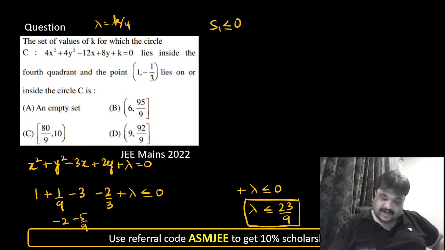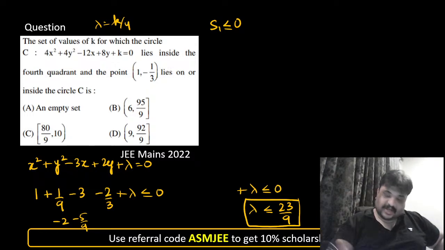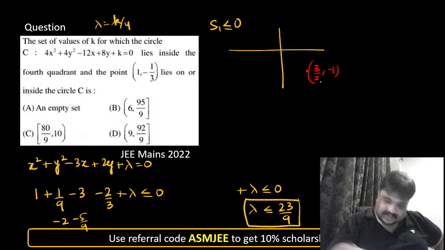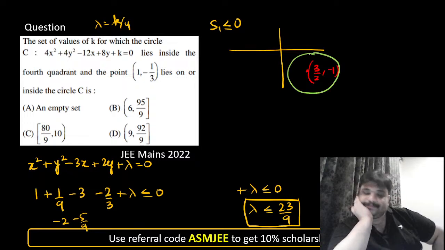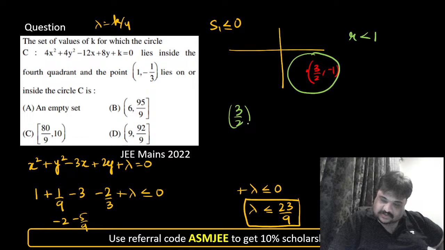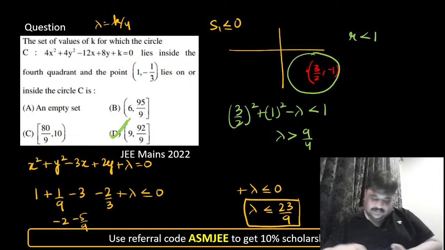This is k by 4. Also, they should lie completely inside the fourth quadrant. The center is (3 by 2, -1). And it should lie completely inside the fourth quadrant, so of course the radius should be less than 1. Otherwise it will cross the quadrant, right? So g square plus f square minus c is less than 1. So lambda is greater than 9 by 4. So for k by 4, I think D is the answer. D is the answer.